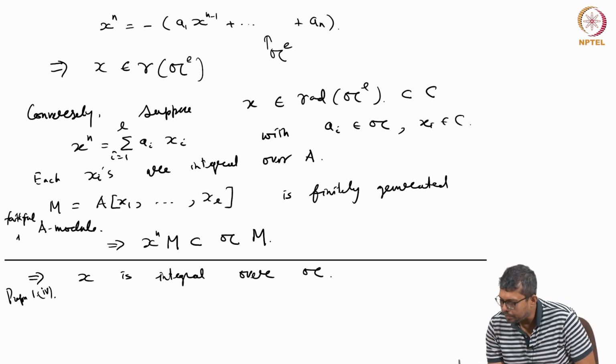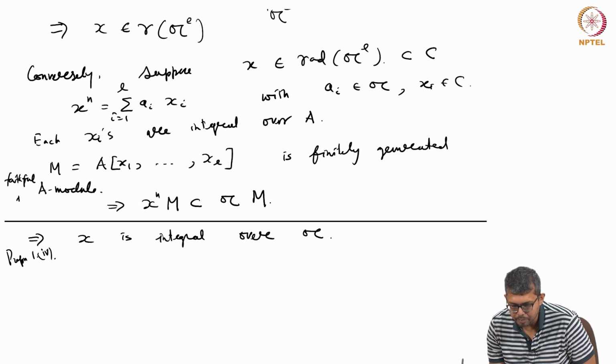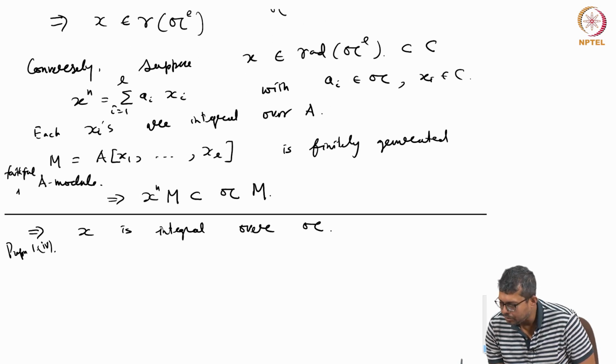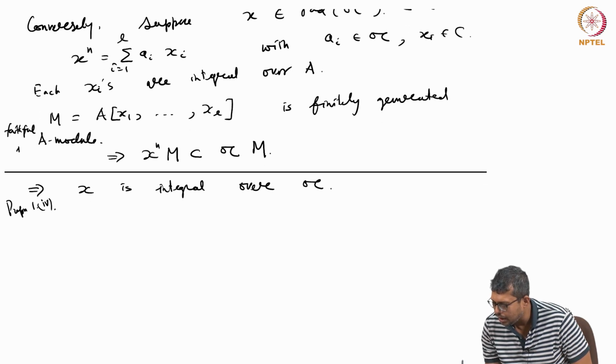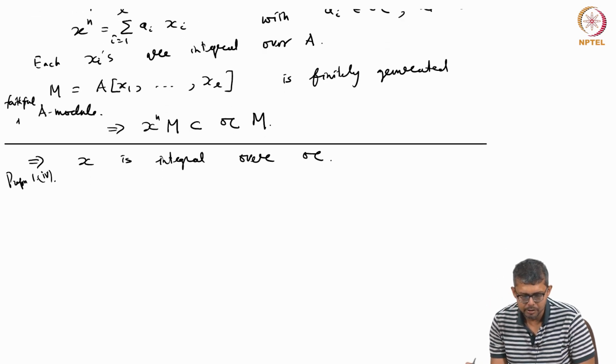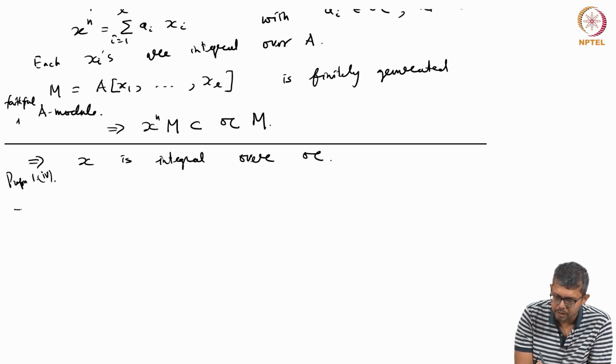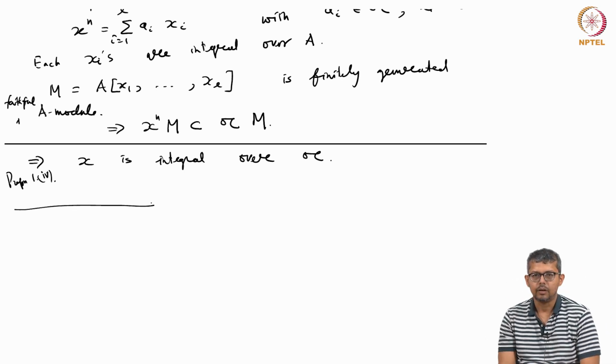So this is a description that when you have integral elements over A, then this has some description. This is an ideal and it forms a ring. Okay.